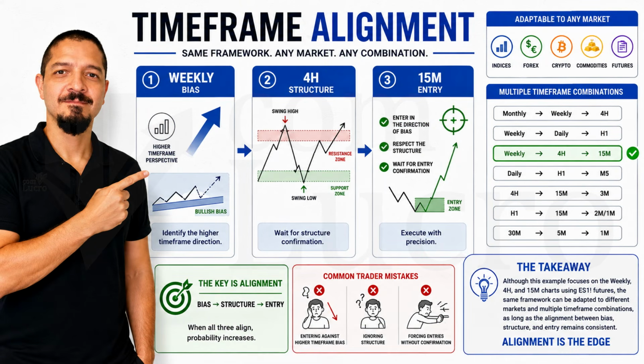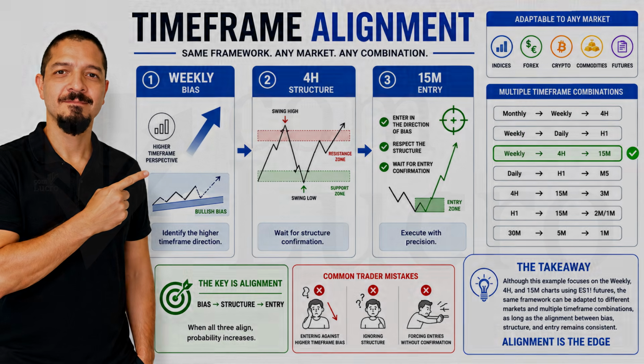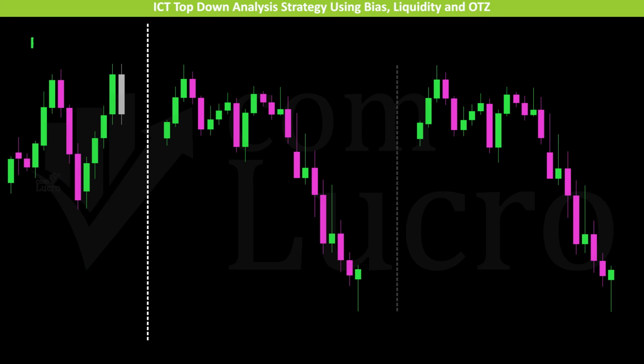Now, let's begin. This framework is based on top-down analysis and multi-time frame alignment. In this example, we will use the weekly chart for bias, the 4-hour chart for structure, and the 15-minute chart for execution. The first step is identifying the higher time frame bias on the weekly chart.